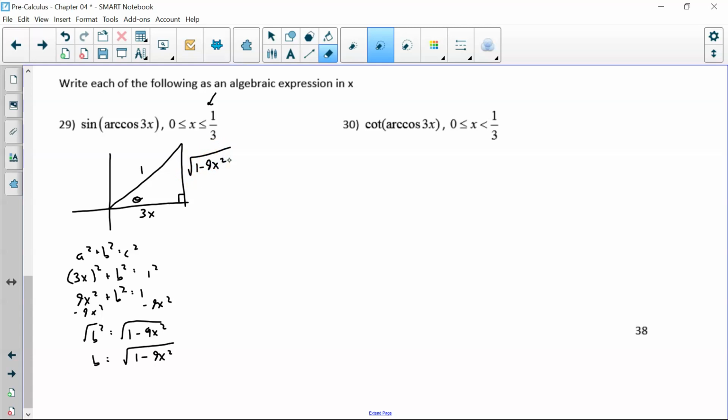So now, sine is the opposite over the hypotenuse. So for the sine of theta, it's going to be opposite, the square root of 1 minus 9x squared, over 1, or the square root of 1 minus 9x squared. We don't need the 1 in the denominator, so there it is. Now, to find the cotangent. Now, we're looking at the arc cosine of 3x, same thing. So we can use the same triangle that we used in number 29. So now, the cotangent.